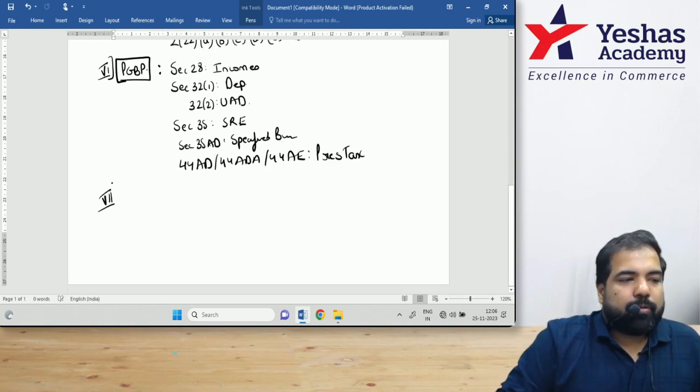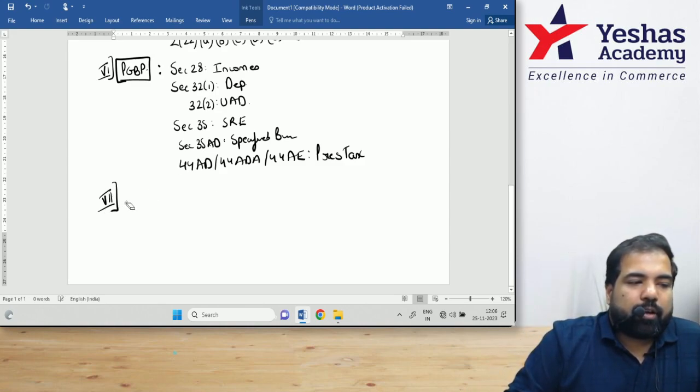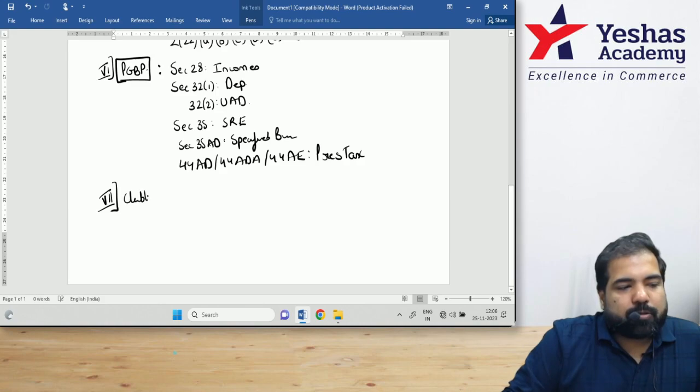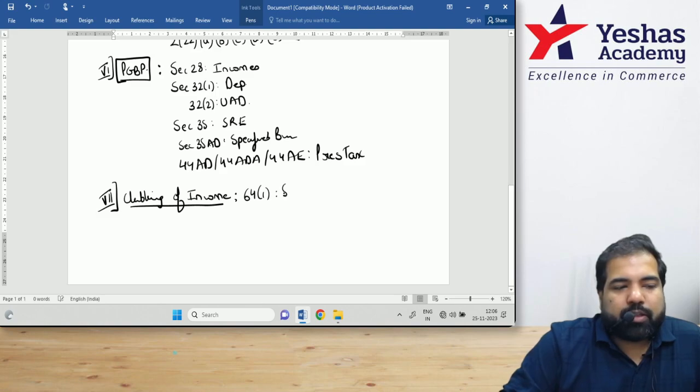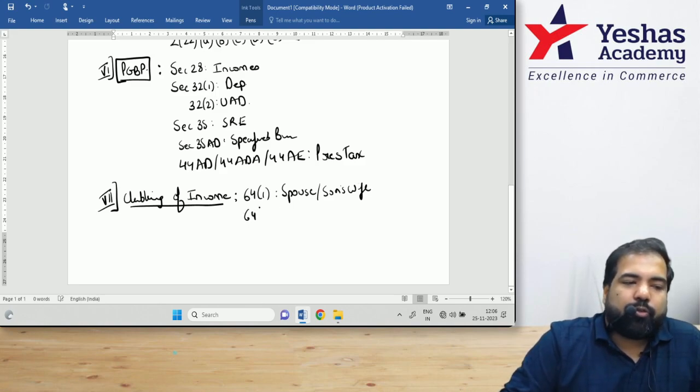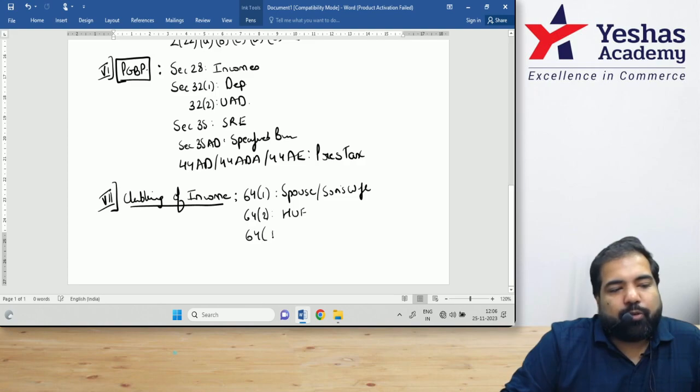Next chapter. After PGBP, IFOS was clubbing of income. Yes. I'm just going in the same order as we had gone. Clubbing of income. Guys, if you transfer to your spouse or a son's wife, 64(1). This is for whom? Spouse or son's wife. Remember one spouse, yes. 64(2) each year. And 64(1A) was minor child.